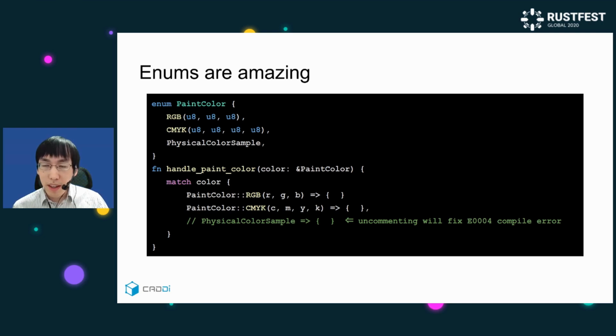And as with all things where the domain is constantly evolving, the Rust compiler and the ability for the match statement to tell us when we're missing things has actually saved us many, many times. Here, the commented out line for physical color sample in the match statement would generate a compiler error. And so if somebody modifying the domain model or the actual struct did not realize all the places where it was being used, we could simply ask the compiler to detect it for us.